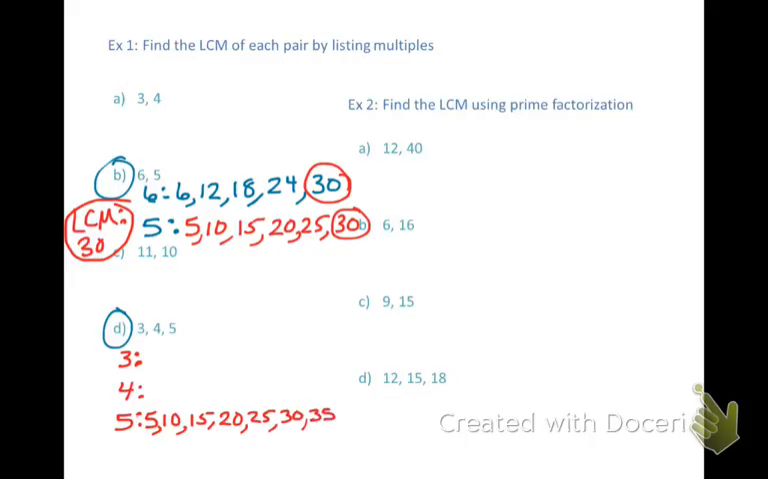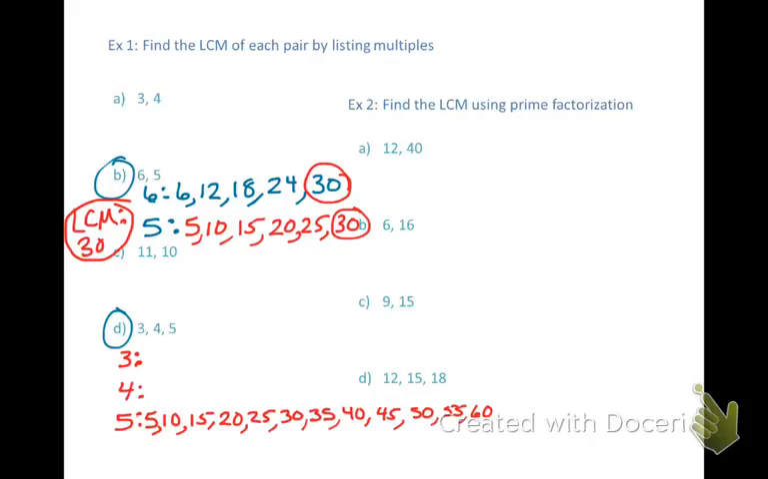35. And nope, 35, 40. 4 can go into 40, but not 3. 45. 3 can, but not 4. 45, 50. Neither. 55. Nope. 60. 3 can go into 60 20 times, and 4 can go into 60 15 times. So that would be your minimum.